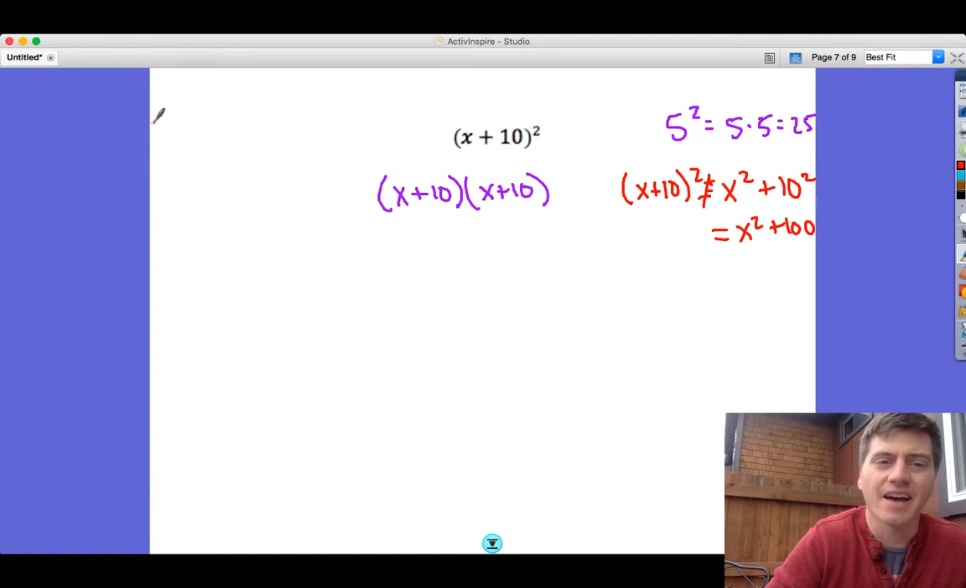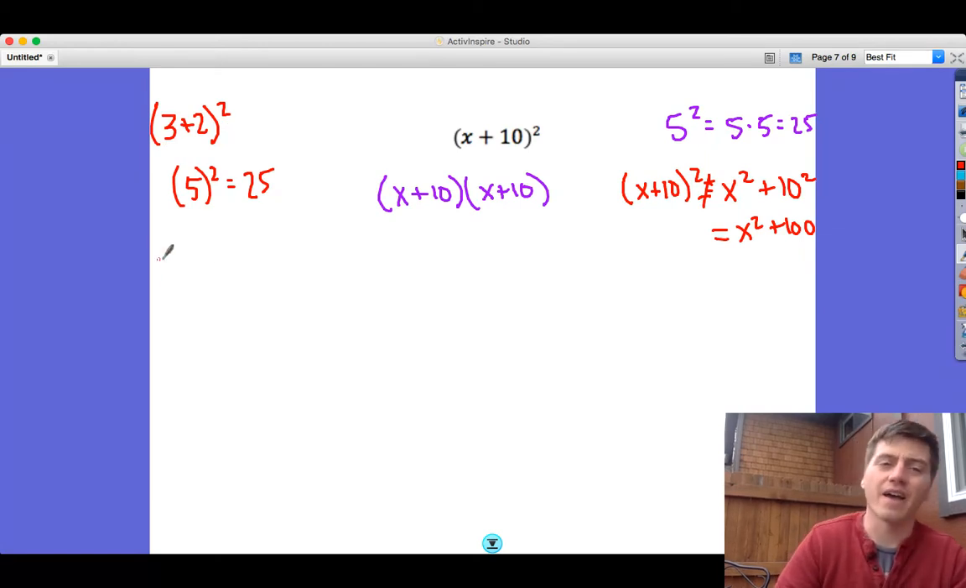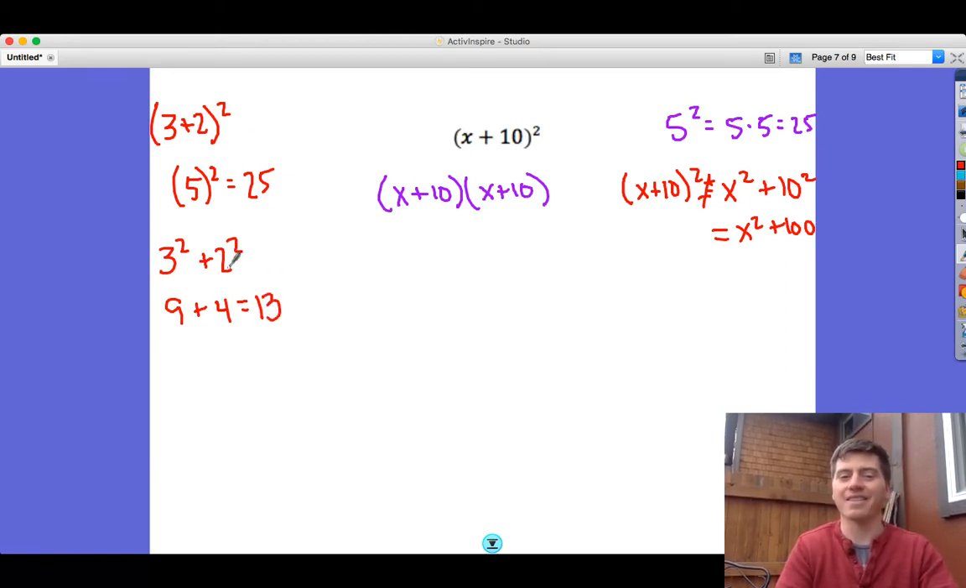Let's just say we use 3 plus 2 squared. Well, we know if we're using our order of operations, we do the parentheses first: 3 plus 2 is 5, squared, and 5 squared is 25, right? So we should get 25 if we were to do that. If you were to take this exponent and bring it through like that, 3 squared plus 2 squared, that's 9 plus 4, which is 13. You can see that that is not the same.